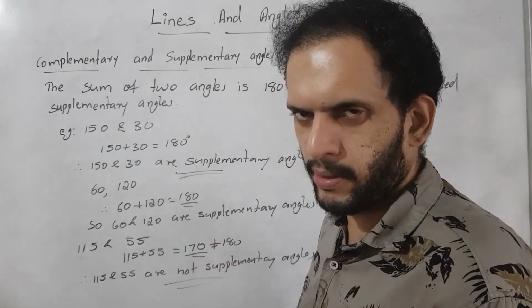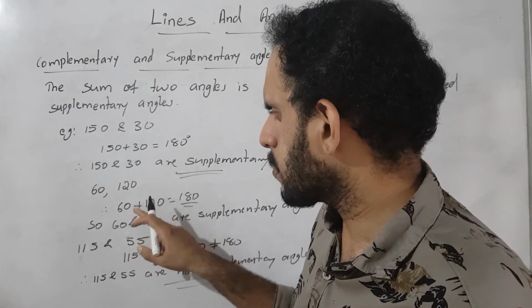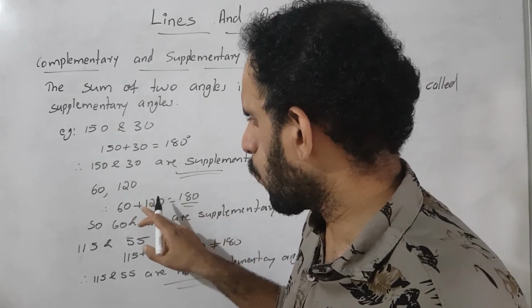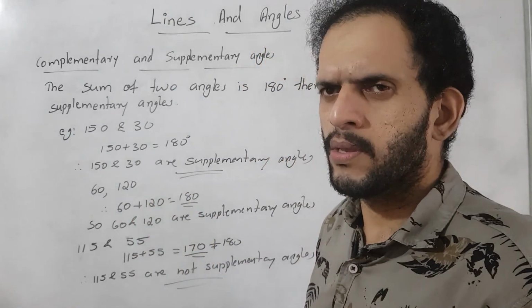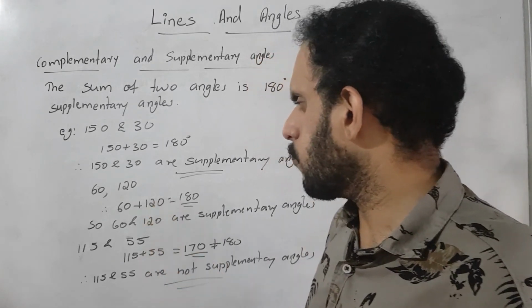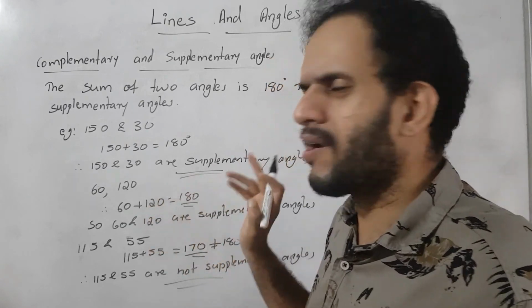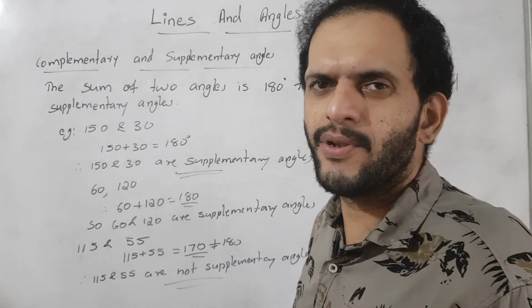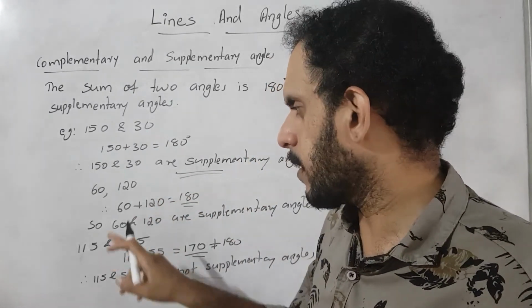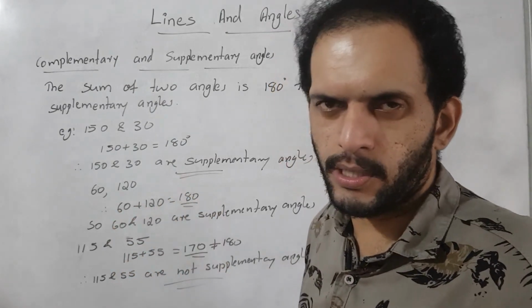Then here the question asks to find the supplement of 120. Then what do we do? For finding the supplement of 120, we just subtract 120 from 180. That is 180 minus 120. Then what do we get? 60. That means 60 is the supplement of 120.